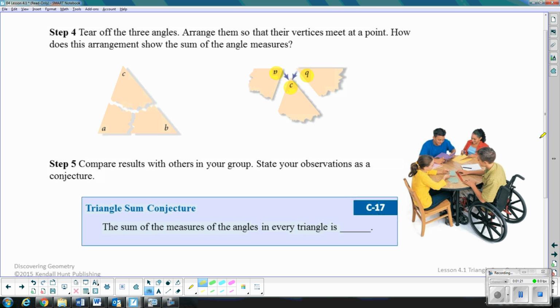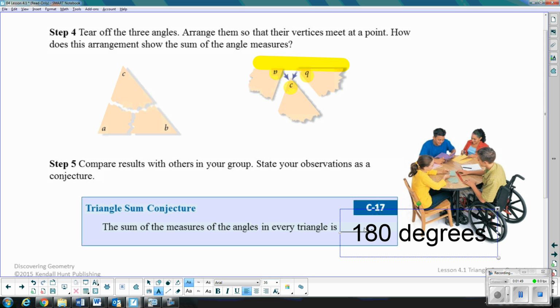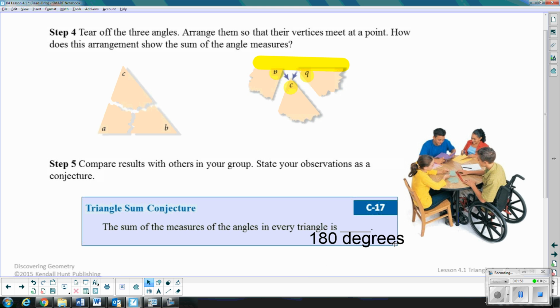And that conclusion was the triangle sum conjecture. So I asked you to arrange those 3 angles to fit like a puzzle piece so that it forms a straight line. And with that, we concluded that the sum of the measures of the angles in every triangle, because it worked for every person in the class, the sum of the measures of the angles in every triangle is 180 degrees. So this is the conjecture that we're going to use in this lesson. It's not the only conjecture we're going to use, but it's our only new one. And so every triangle you have, all of the angles add up to 180 degrees.